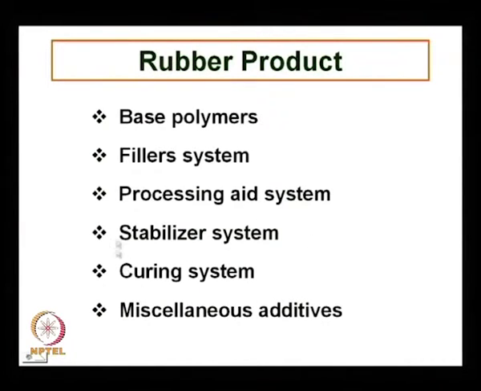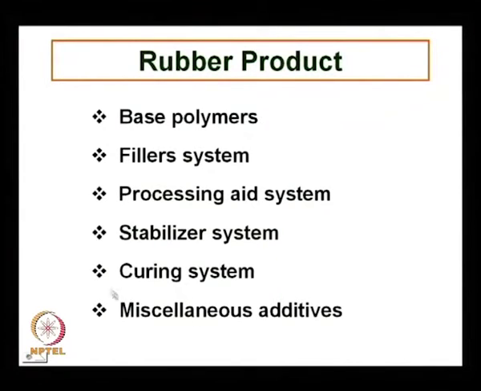Stabilizer system: it stabilizes the rubber against degradation in the environment. Agencies like oxygen, ozone, heat, and electromagnetic radiation like ultraviolet radiation degrade the polymers because these are hydrocarbon in nature. They are broken down, molecular weight is reduced, sometimes cross linking occurs, and it affects the final properties. So, in order to protect from such degradation, stabilizers are used, which do not allow the polymer to be degraded.